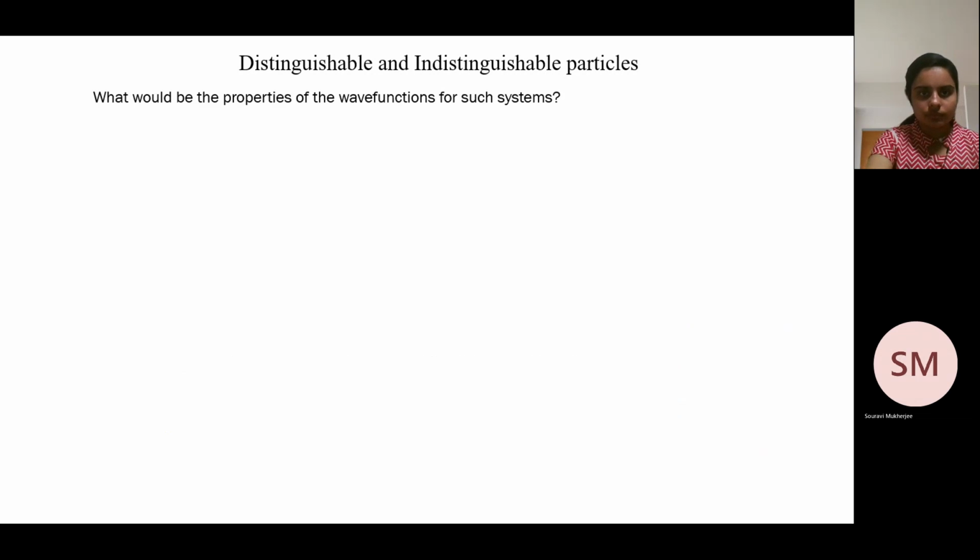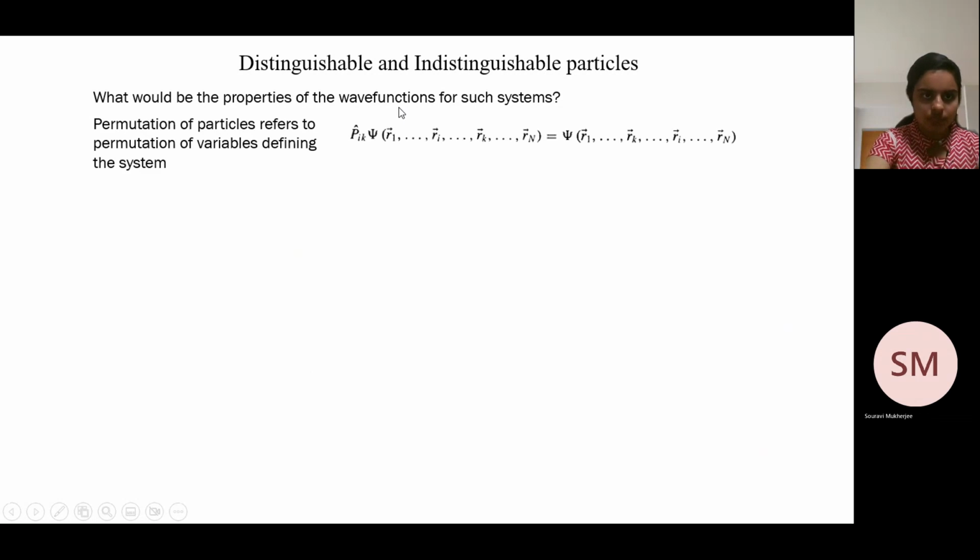So now, depending on this property, what property? The property that when you interchange the particles in single particle states, whether the microstate changes or does not change. Depending on this property, how would the wave functions of the systems change? How will that be represented in the wave functions?